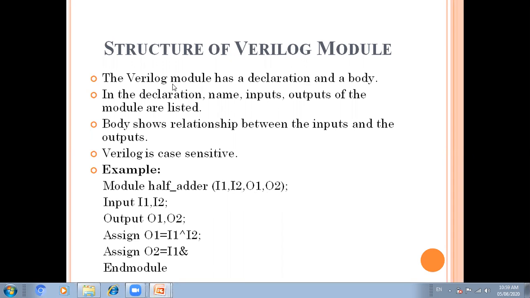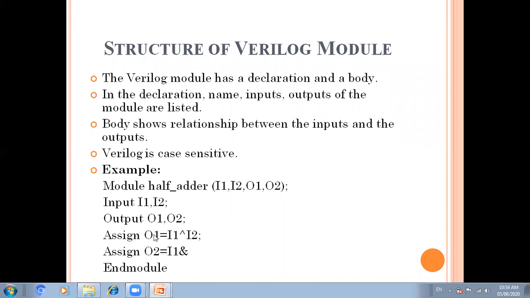So the module is divided into two parts. One is the declaration and the other is the body. This is the declaration part, right? In the declaration part, we have input I1, I2, and output O1, O2. I1, I2 are declared as inputs and O1, O2 are declared as outputs. So that is the declaration part. Next is the body. The body specifies the relationship between inputs and outputs, right?